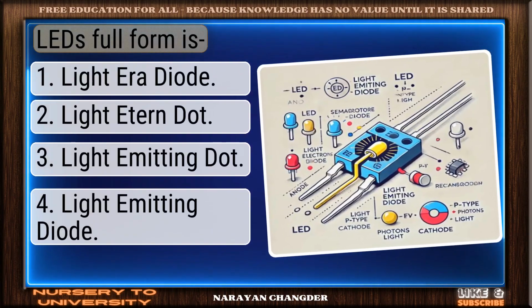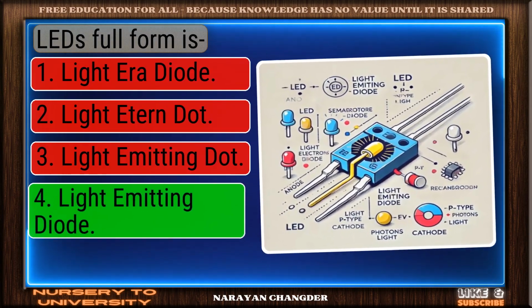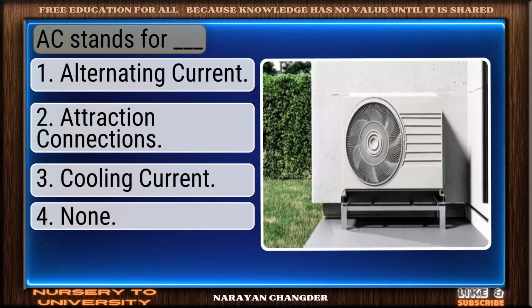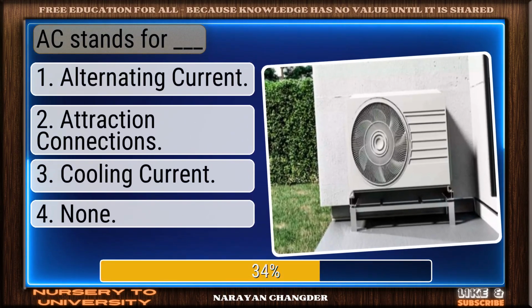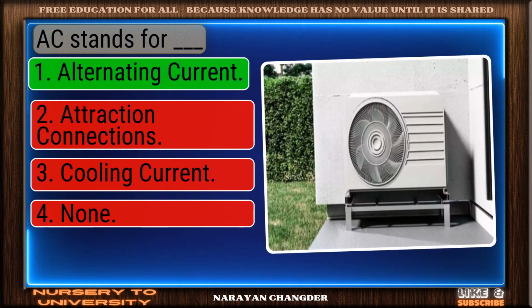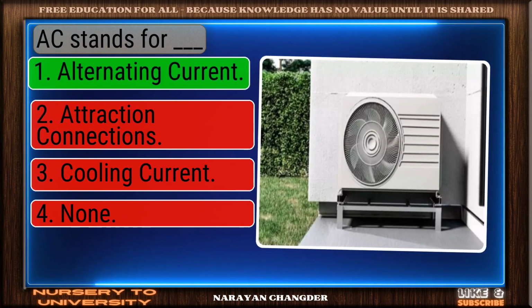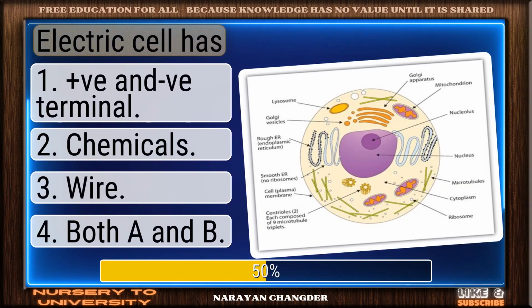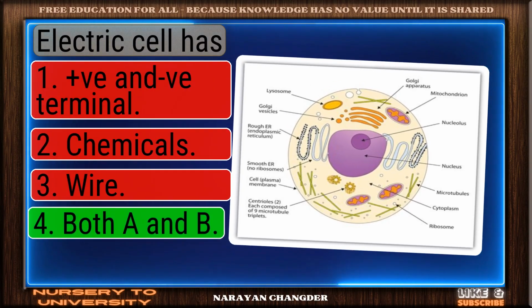Question number 288. LED's full form is. Nicely done. Light-emitting diode is a solid answer. Question number 289. AC stands for dash. Good job. Your answer alternating current works well here. Question number 290. Electric cell has. Bravo. Both A and B is the answer.